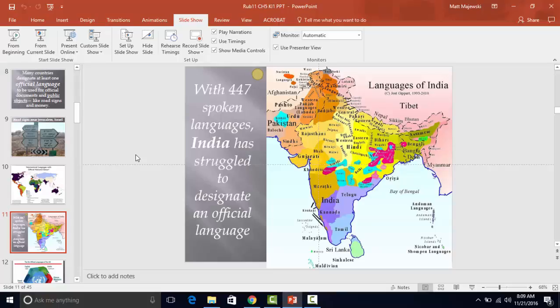With 447 spoken languages, India has struggled to designate an official language, and this kind of explains some of the problems with official languages, is that they hardly reflect what's being spoken inside the country. India is a great example of that. It's an extreme example, but as you can see, 447 languages being spoken there. That demonstrates that while the government can say there's one official language, that doesn't necessarily mean the people are speaking it. And I think we're probably a good example of that as well. While English is the primary language here in the United States, we have many folks, including folks in this room, that probably speak other languages as their primary language at home.